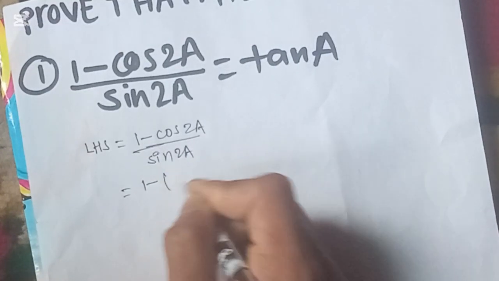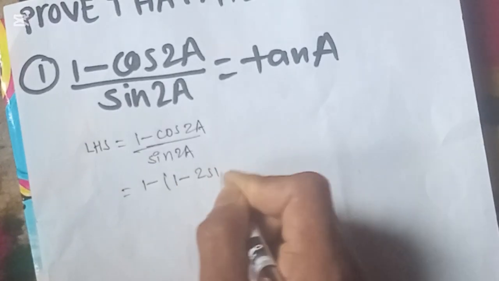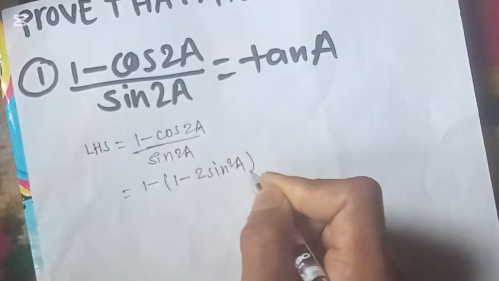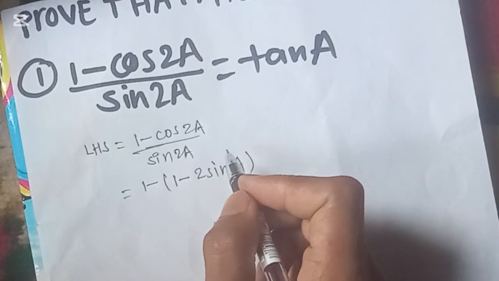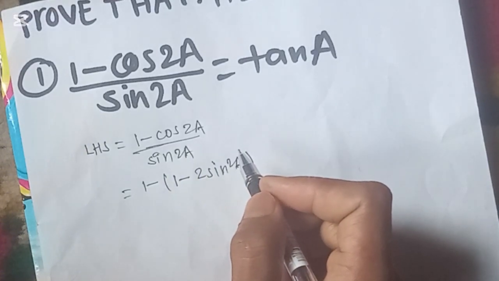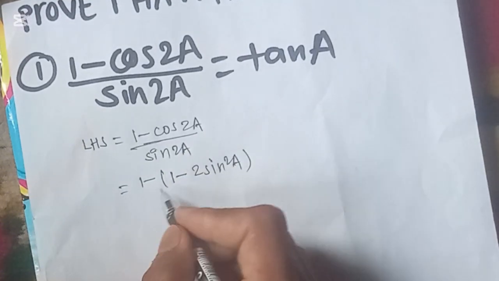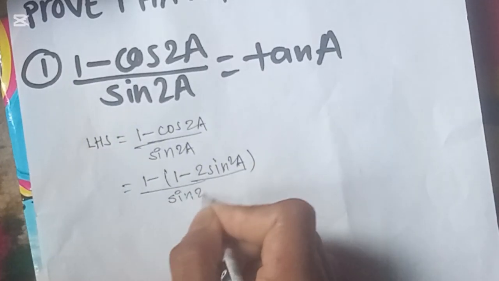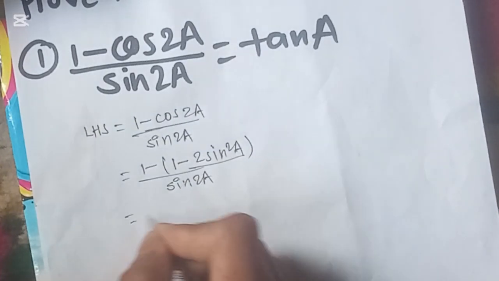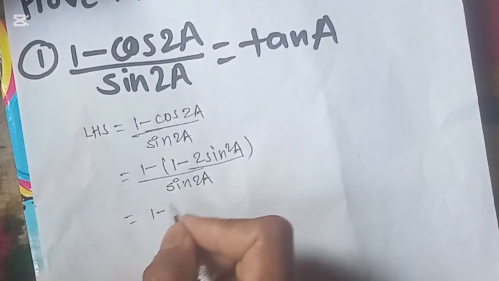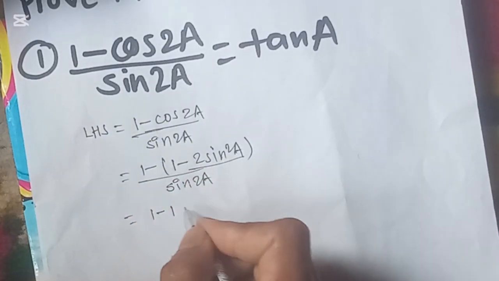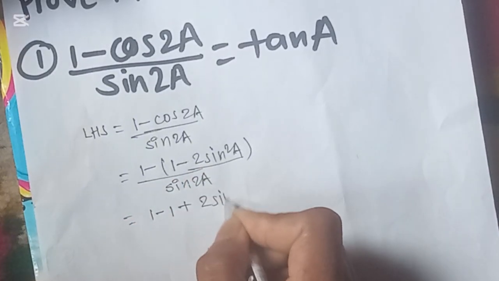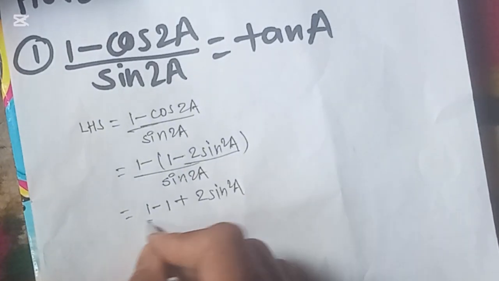We can use here 1 minus 2 sin square a. This is the formula of cos 2a. You can see it in the optional mathematics book of class 10. So again, in the denominator we need to write the same, and in the numerator we write 1 minus (1 minus 2 sin square a). We need to copy it as same.